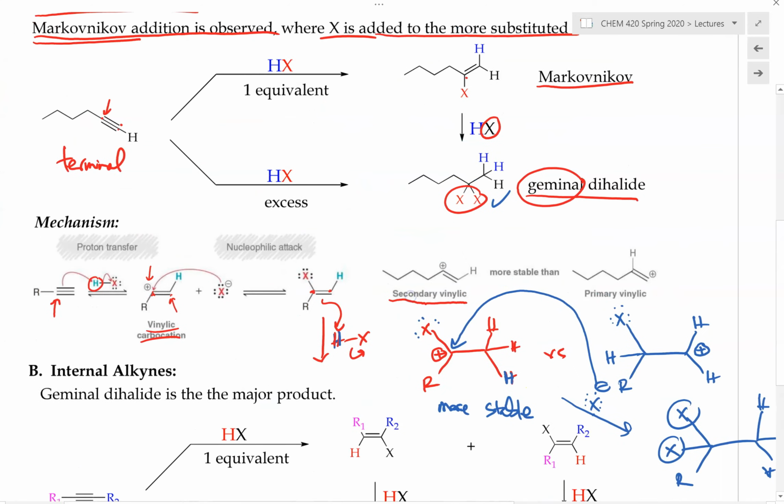So again, if we have excess HX, it will react with the alkyne to convert this into a geminal dihalide. So that is how the terminal alkyne would react with HX in a hydrohalogenation reaction.